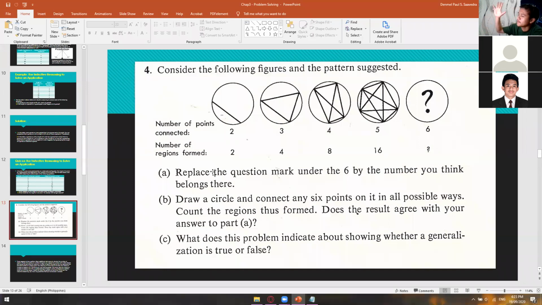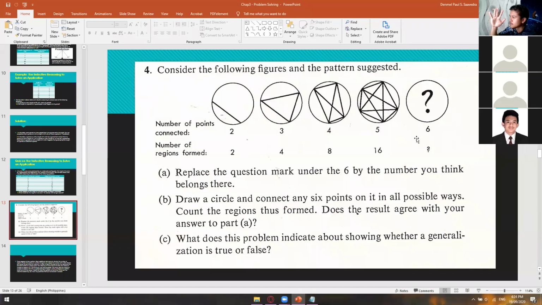So, sino nagsasabing 32? Yung susunod na regions form. Wala. How about 33? How about 30? Ako, sir. 30 sa akin. 30 rin po sa akin, sir. 30 lang sa inyo. 31, sir. May iba 31. Okay, so walang 32. 30 po.